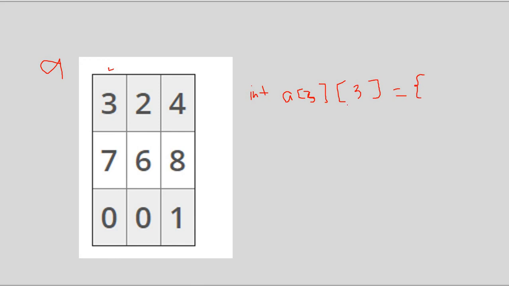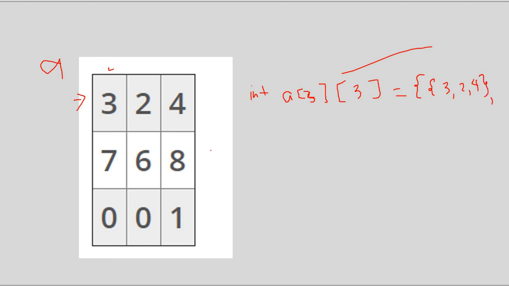Okay, so lalagay natin yung curly bracket. And then, lagay natin yung unang row. So, lalagay uli natin siya sa curly brace. Okay, curly brace. Okay, so you have 3, 2, 4. Okay, so that is our first one-dimensional array. So, close it with another curly brace.